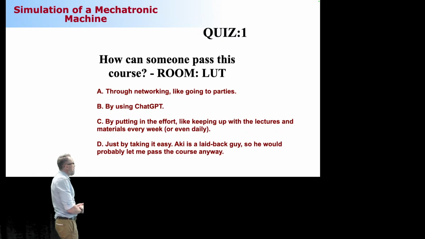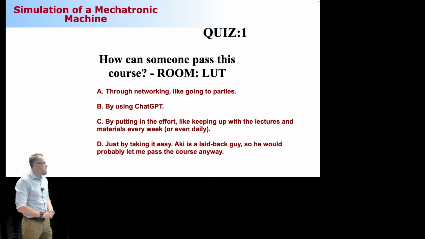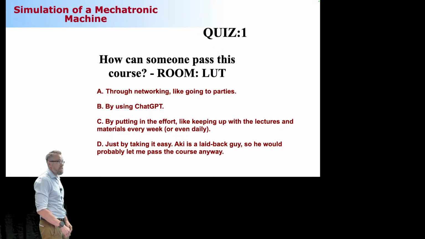How can someone pass this course? Through networking, because networking was one of the big packages you can get from the university. I used to focus on the parties and stuff like that. This is one opportunity, one option. ChatGPT is another. And then by putting in effort, like keeping up with the lectures and materials every week or even daily. Just take it easy. Aki's a laid-back guy. He would probably let me pass the course anyways because of my good explanation about this and that. Okay, so only one is correct.